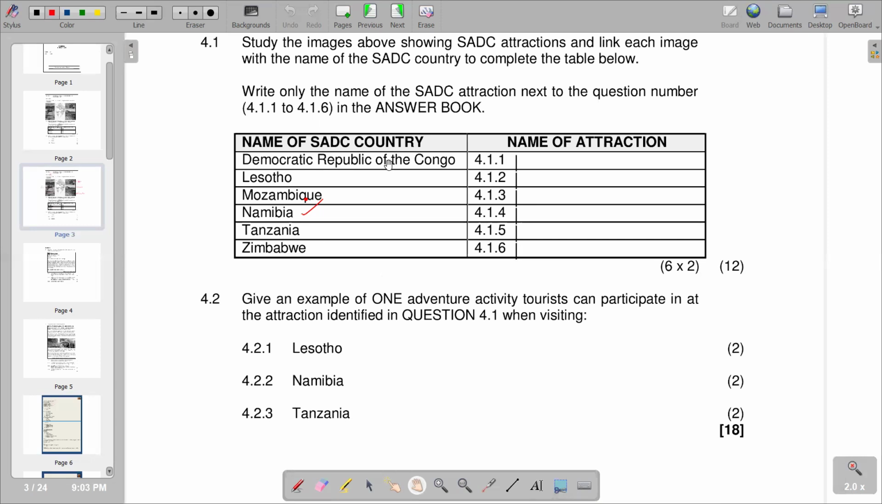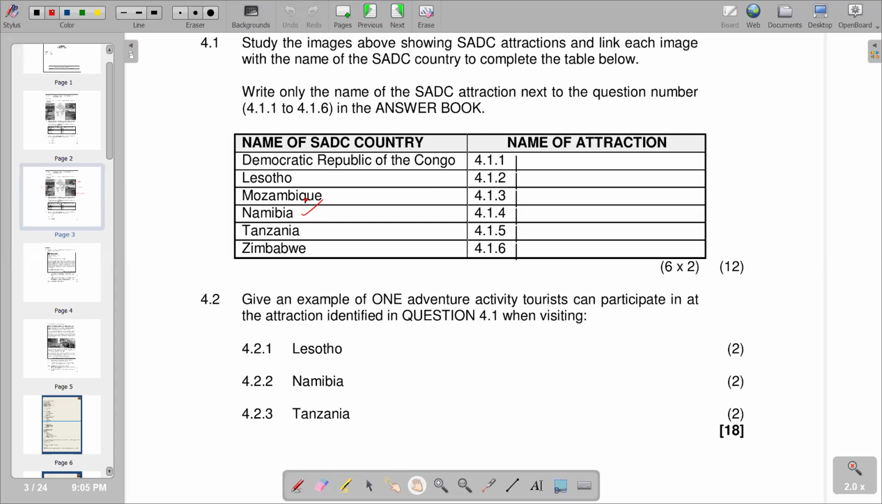And we are saying it's a national park, obviously. We can try to see an adventure activity that we can relate to a national park. And we are saying we can have hiking. Hiking can be one of the adventure activities. Then we go to the second one. Lesotho, let's try to see in terms of hiking, we can relate it to Lesotho, because Lesotho we are saying is a pass.